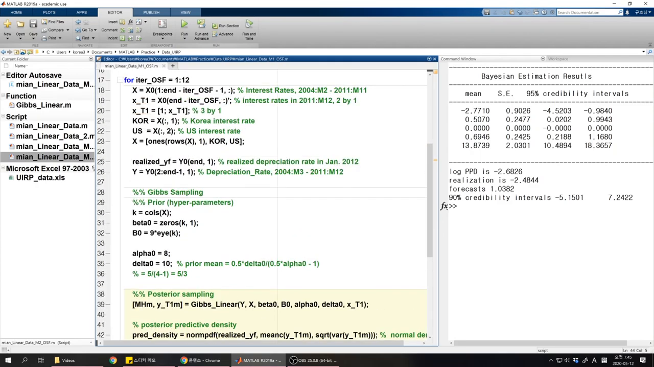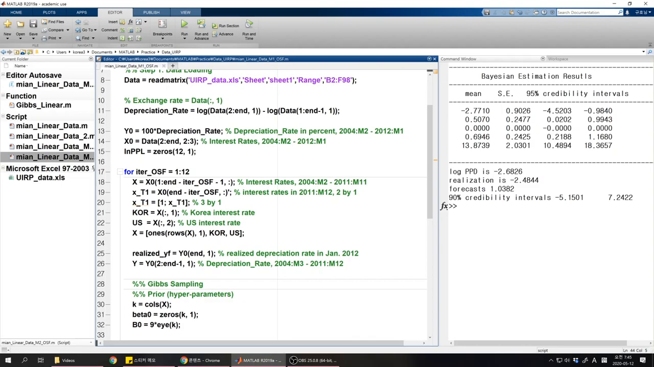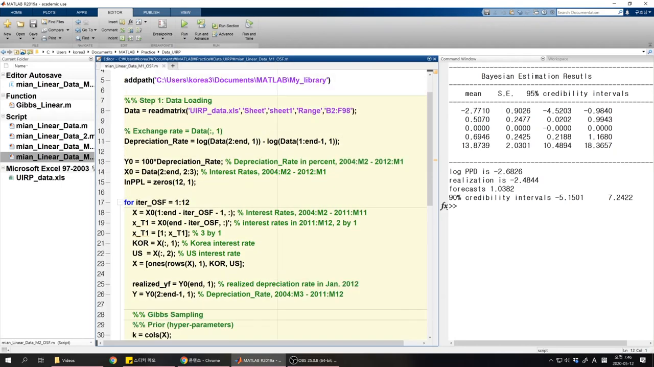Is there anything to change? No, I don't think so. Let me run it now. Let's run.